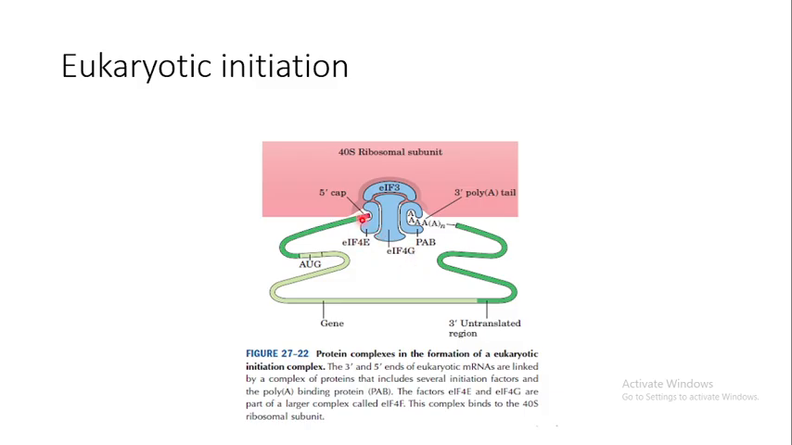So the 5' cap of the mRNA is binding with eIF4E, and the poly-A binding protein is connecting the 3' poly-A tail of the mRNA to eIF4G, right? And eIF4G and 4E, which are part of eIF4F, are binding to the 40S ribosomal subunit, right? So that's how, through this eIF4F complex, the eukaryotic mRNA is also binding to the 40S ribosomal subunit, right? So this is the eukaryotic initiation.